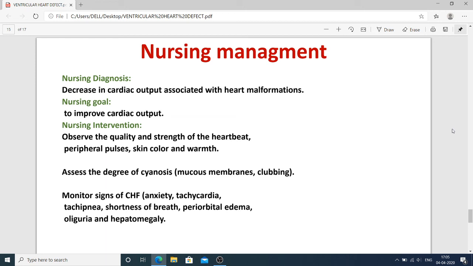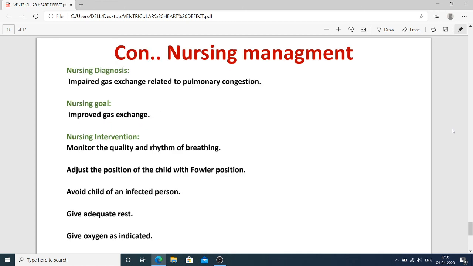Shortness of breath. Periorbital edema, it's the swelling around the eyes. Oliguria, production of urine reduced in kids. And hepatomegaly, the size of the liver is larger than the normal. Okay.